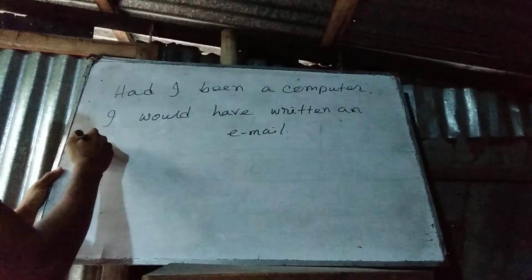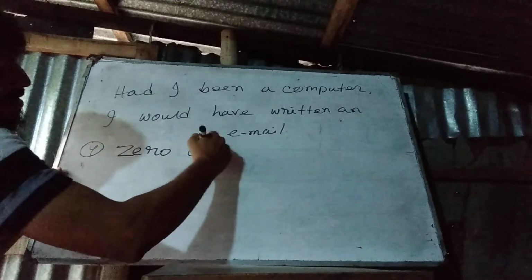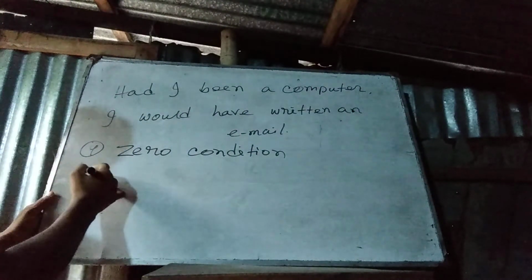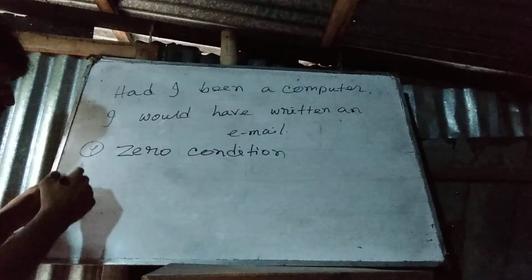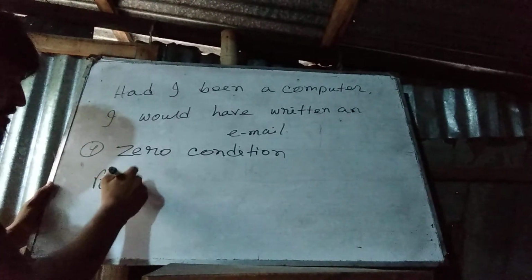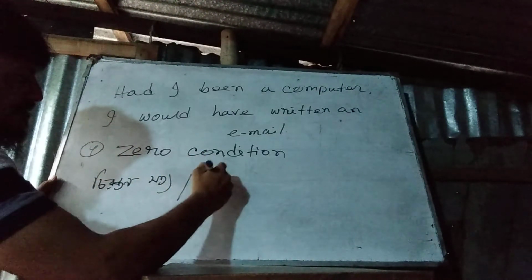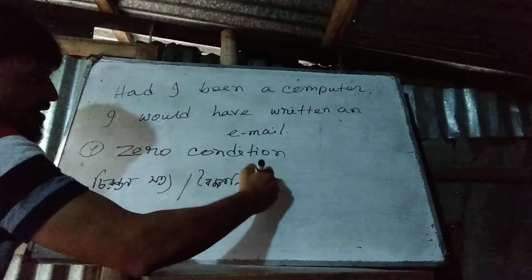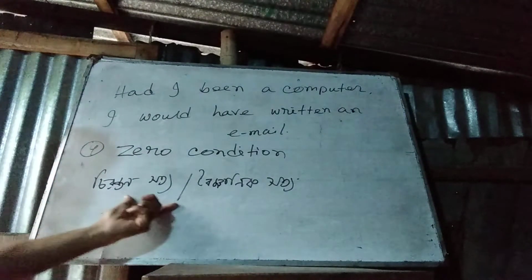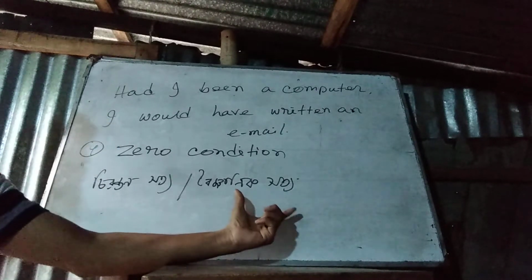And another condition is zero condition. Zero condition, this is another form of condition. চিরন্তন সত্য, বৈজ্ঞানিক সত্য. So universal truth and scientific fact, these sentences are called zero condition.